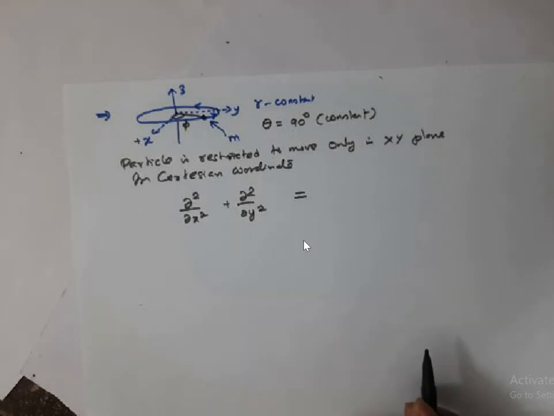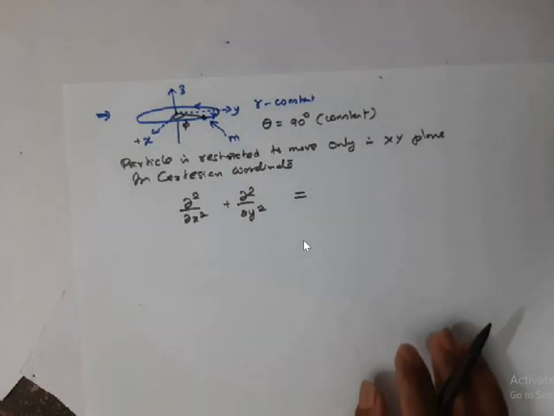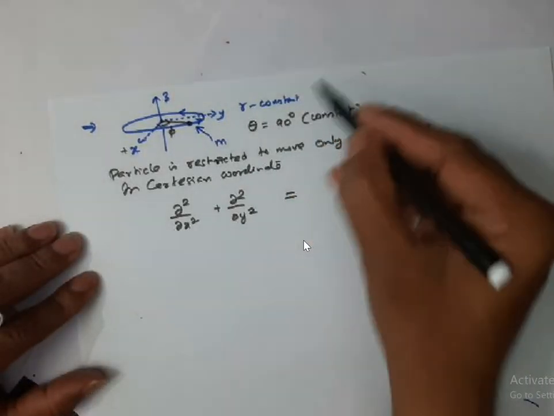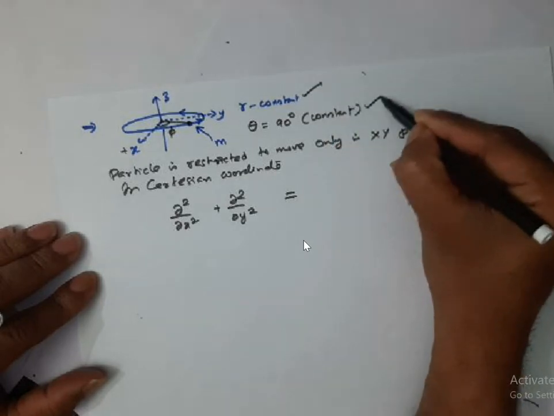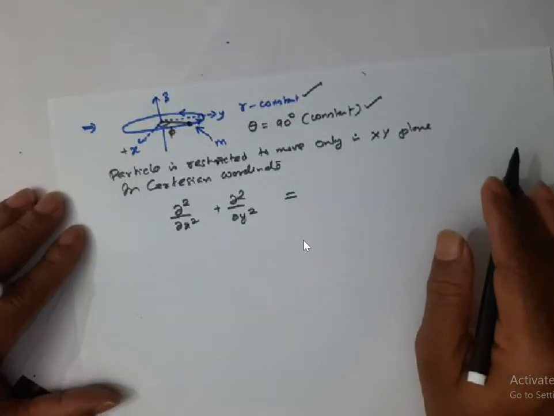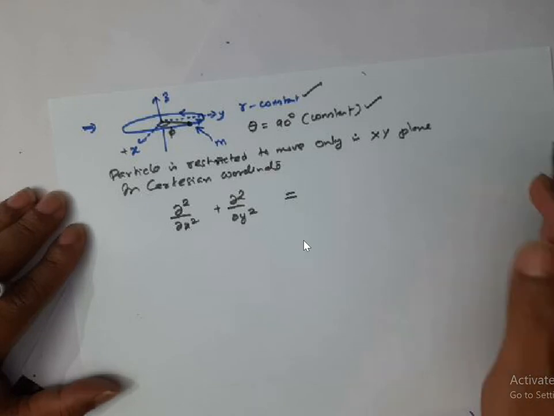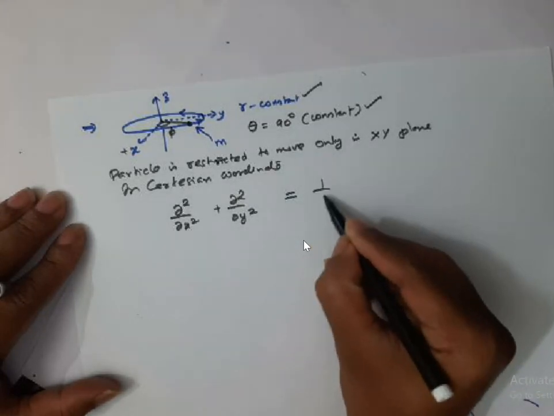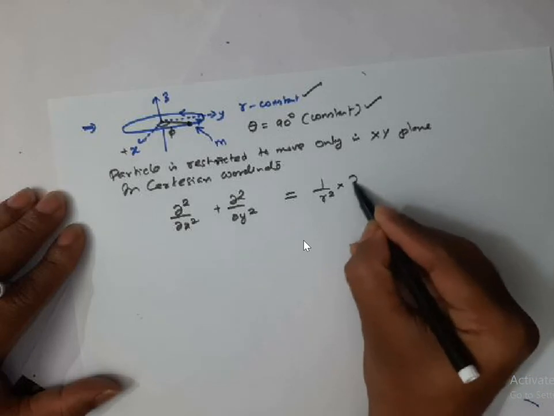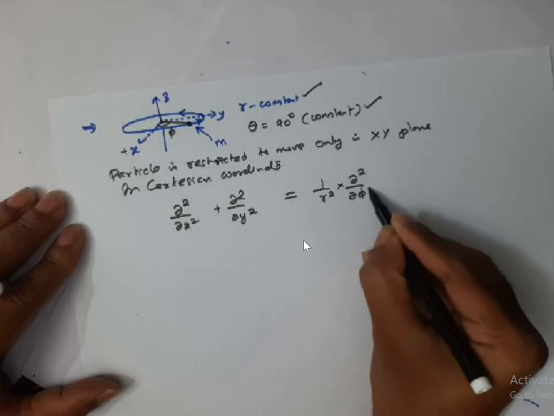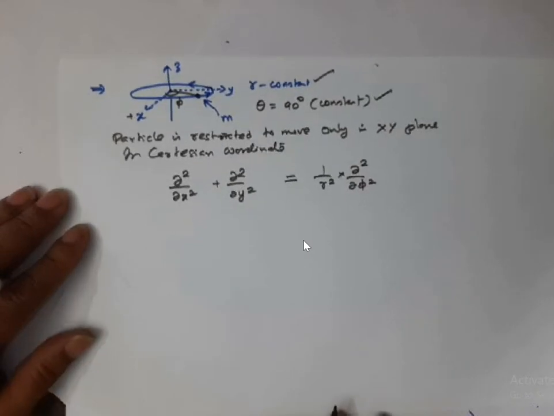The equivalent of this you can find by using some algebra, or otherwise you can find it directly. Let me give you the answer directly. If r is constant, and theta is also constant, this value should be equal to 1/r² times ∂²/∂φ². Keep this in mind, this is very important.